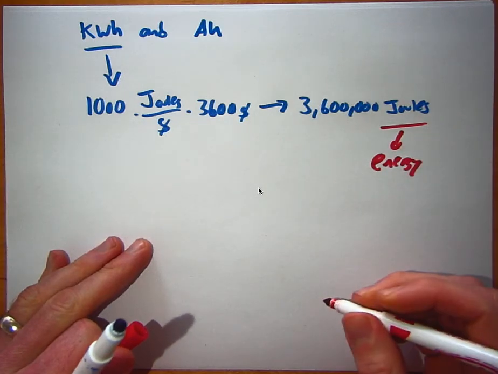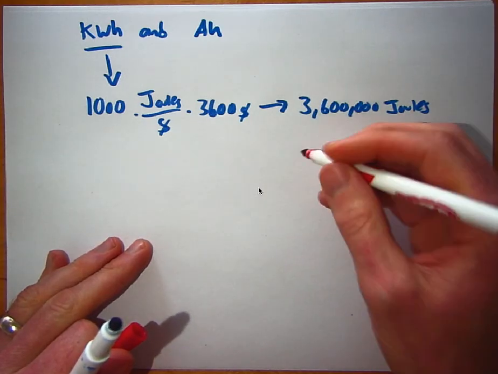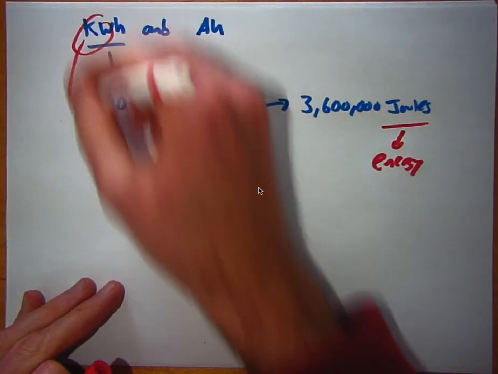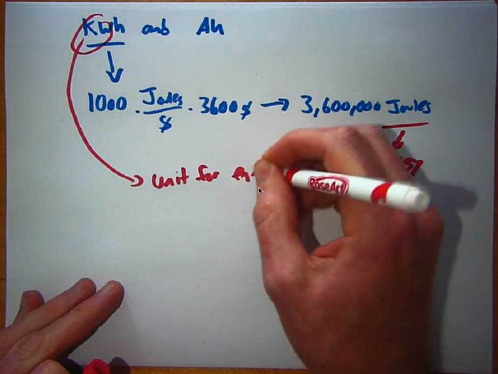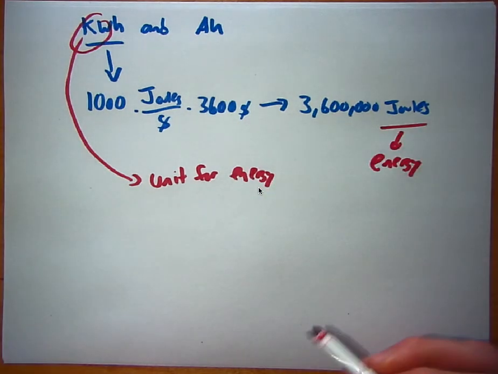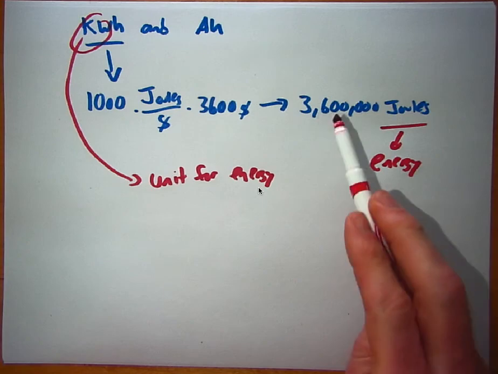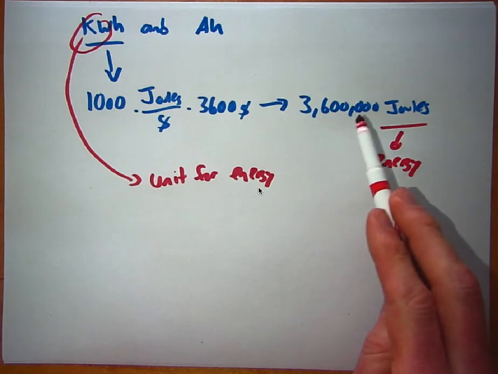Now, joules is a unit for energy. That means that kilowatt hours is also a unit for energy. So why do we have joules and we have kilowatt hours? And this is quite a lot of joules, 3.6 million joules.